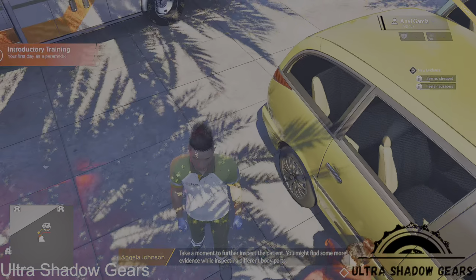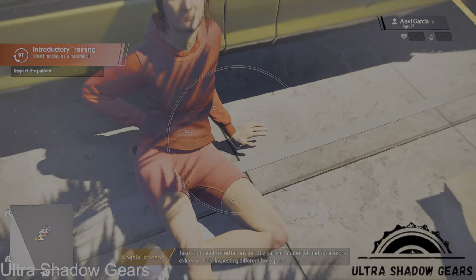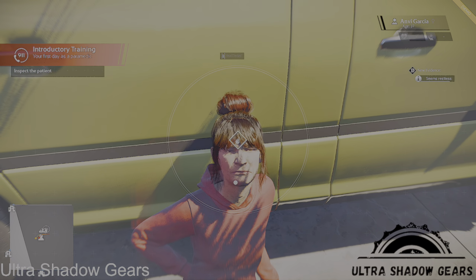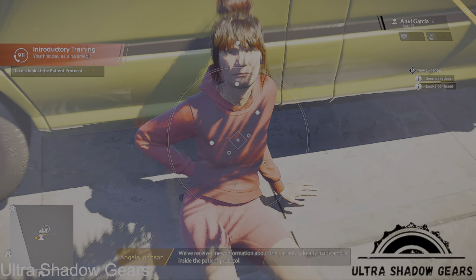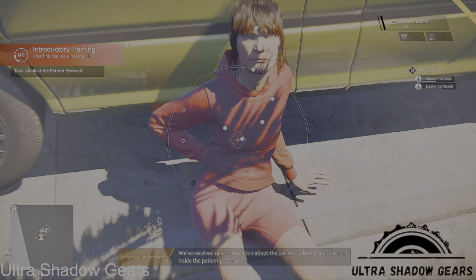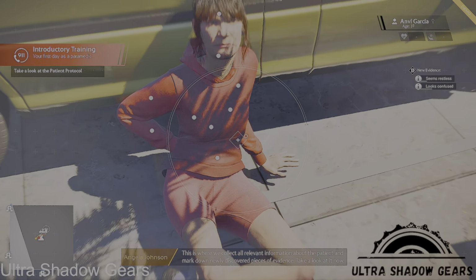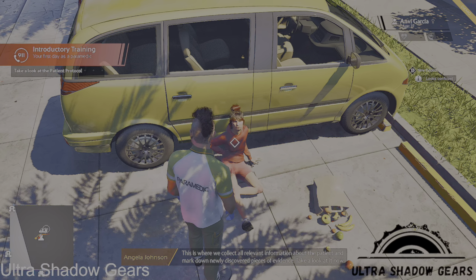Take a moment to inspect the patient. You might find some more evidence while inspecting different body parts. We've received new information about the patient. I already made a note inside the patient protocol. This is where we collect all relevant information about the patient and mark down newly discovered pieces of evidence. Take a look at it now.